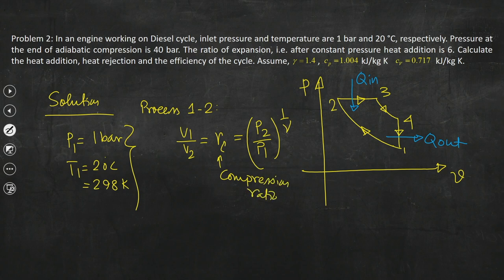Okay. And we know P2 by P1, because P1 is given, and P2 is given, because the pressure at the end of the adiabatic compression is 40 bar, that is the second line of this problem. So, this P2 is equal to 40 bar.